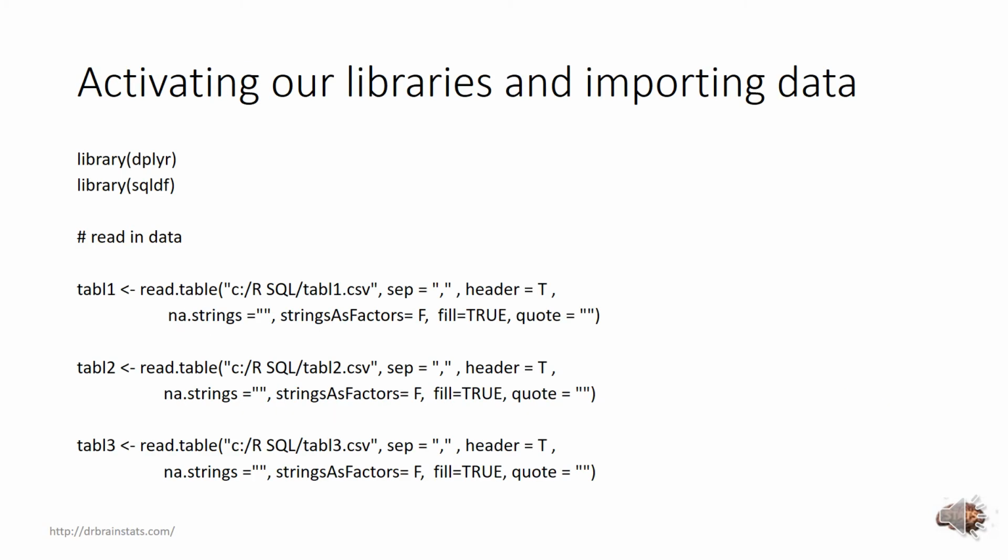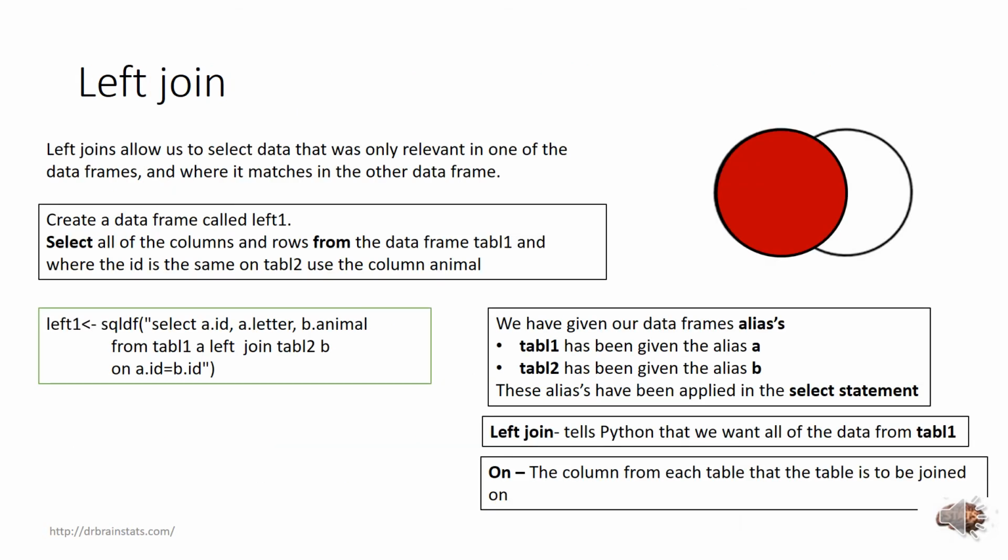So first, we're going to activate our libraries and import the data. In this course, we're going to use Table 1, Table 2, and Table 3. So first, left join. Left join allows us to select data that's only relevant in one of the data frames and when it matches in the other data frame based on a certain column.